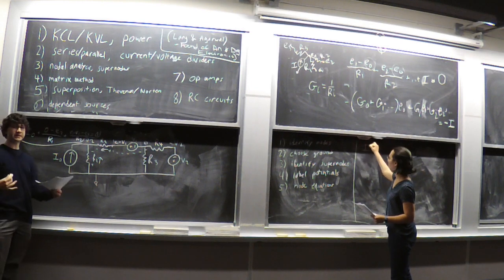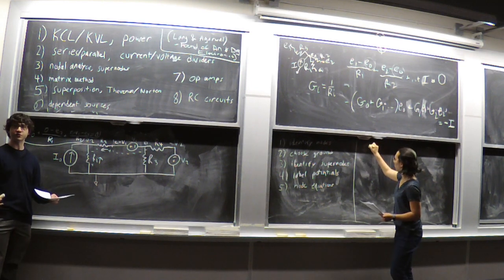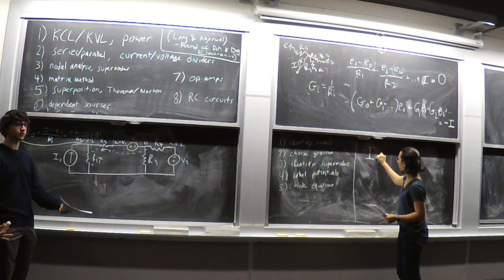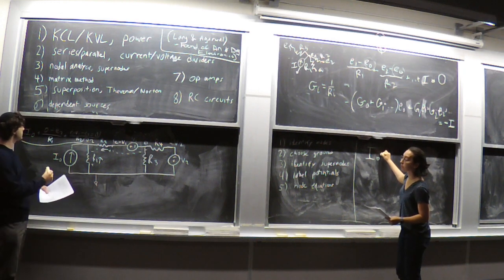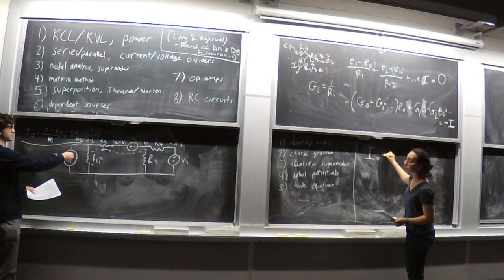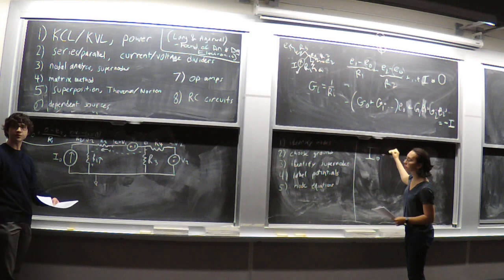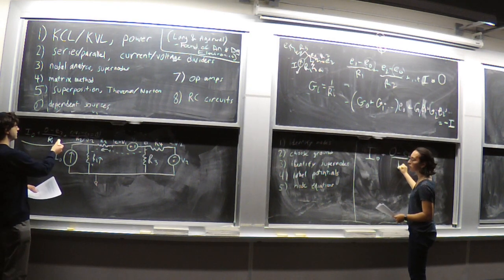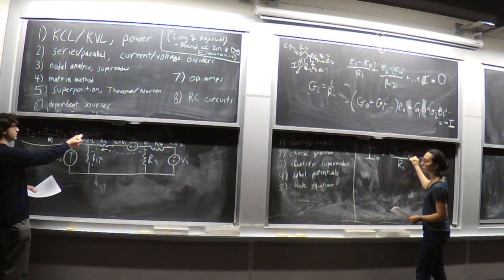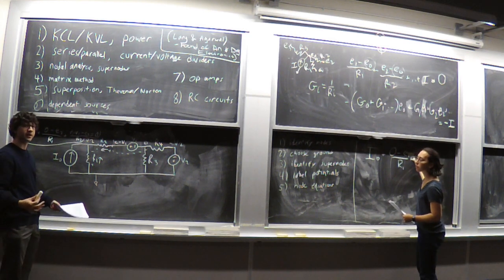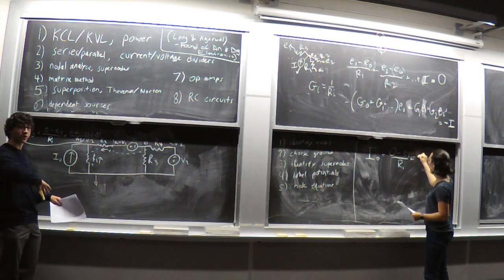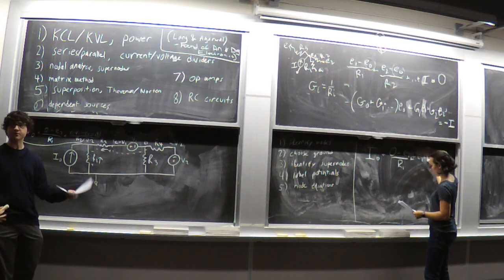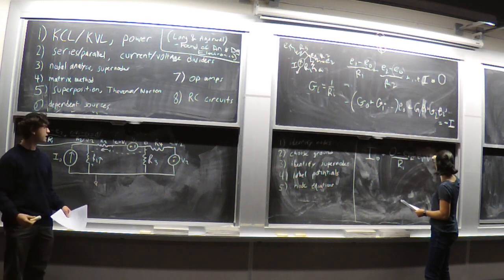So one good sanity check to see if you're doing things consistently in terms of the direction of your current is that whenever you have terms that involve the actual node potential that you're writing the equation at, that one should always have the same sign. So in this term we subtracted E2, and in this term we subtracted E2. It would be a bad sign if in one of the terms you were adding E2 and in the other term you were subtracting E2.